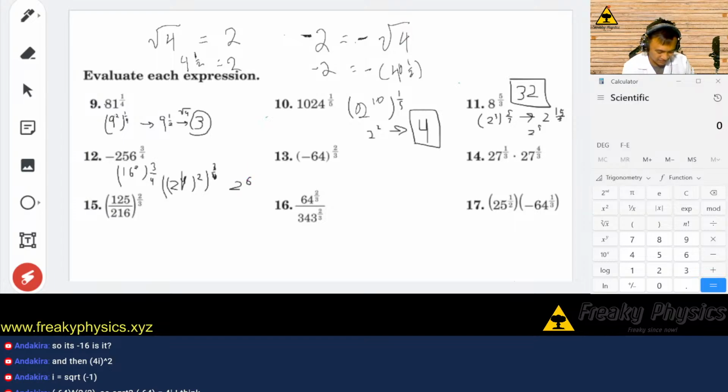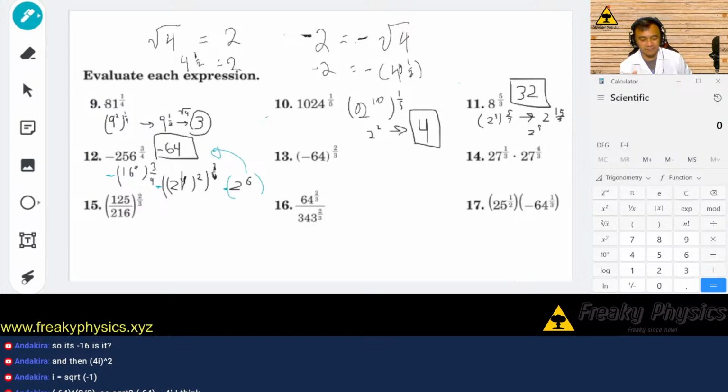So let's calculate that now. 64. Okay, but remember, you have the negative here. Negative 64. The mathematically consistent way of doing it is you put the negative outside of the bracket, right? So let's just keep it like that, and that's going to be negative 64.